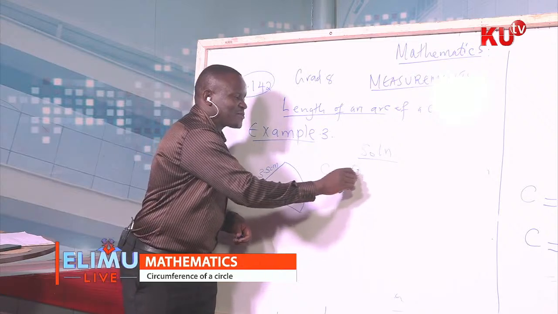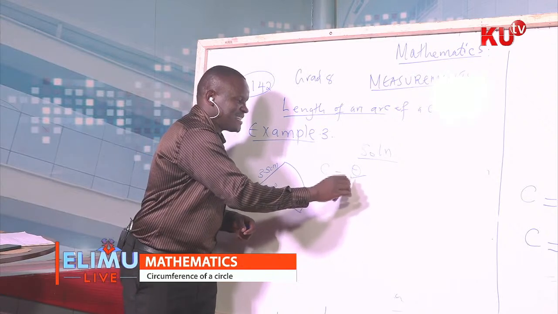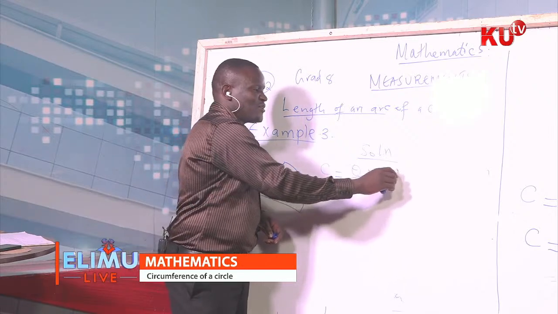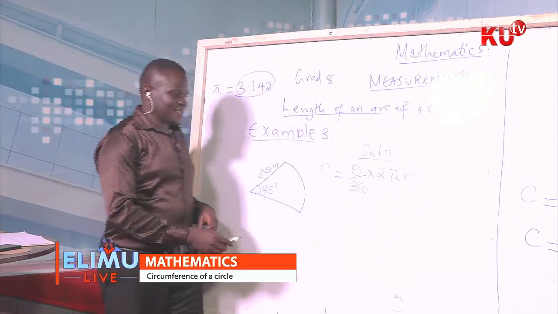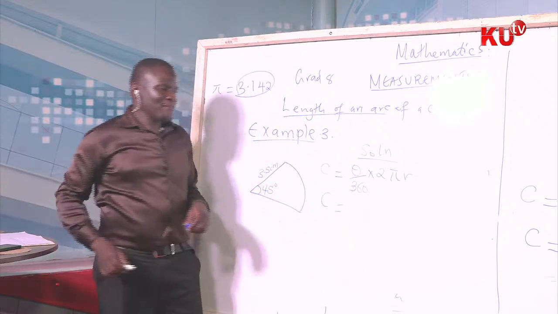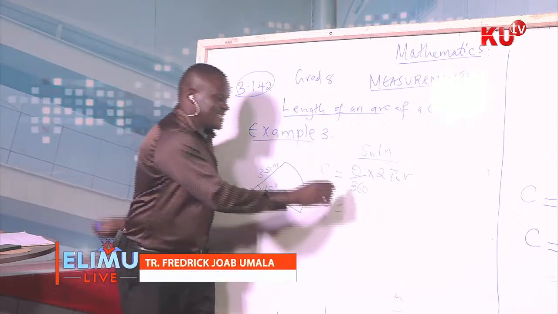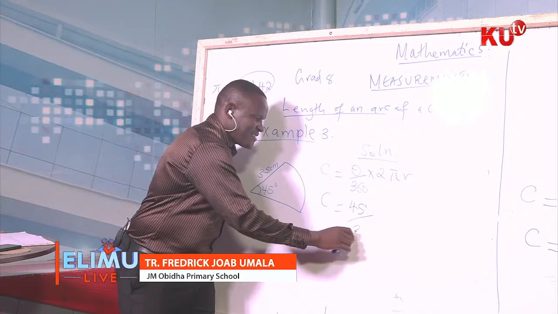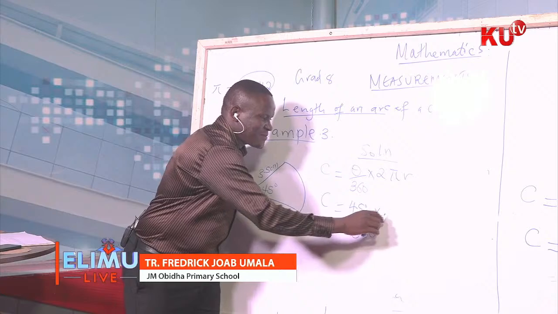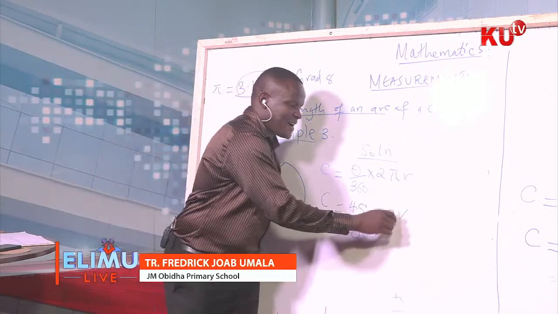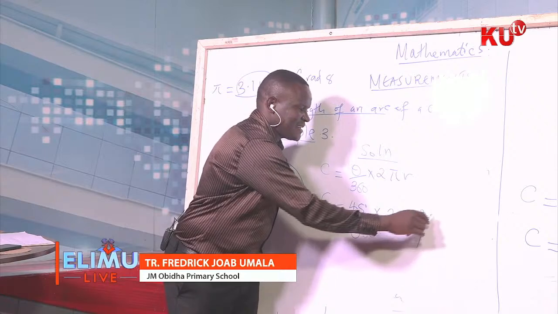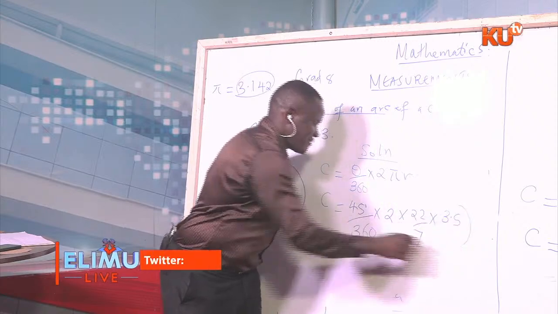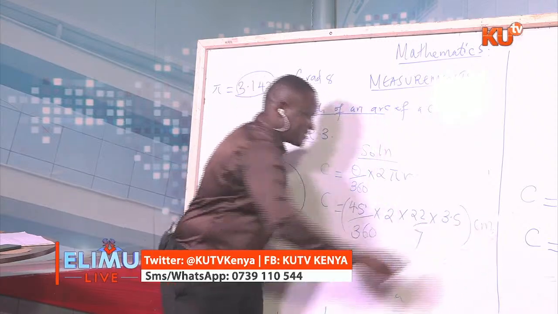Circumference will be equals to theta over 360 times 2 pi r. Circumference, therefore, will be theta, in our case, is 45 degrees over 360. We multiply by 2. Pi is 22 over 7. Then the radius, in our case, is 3.5 centimeters. Let's work out this.